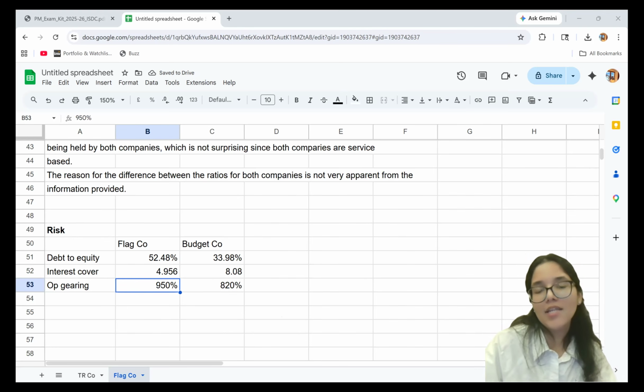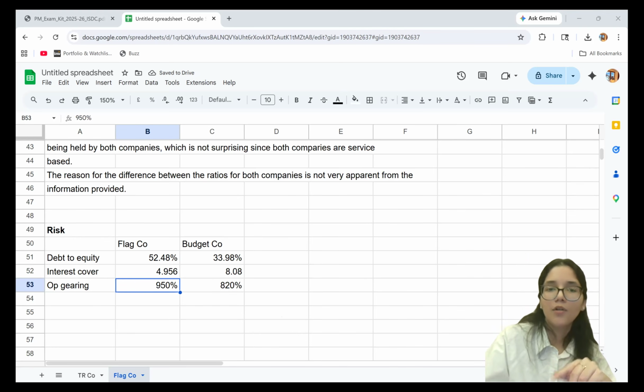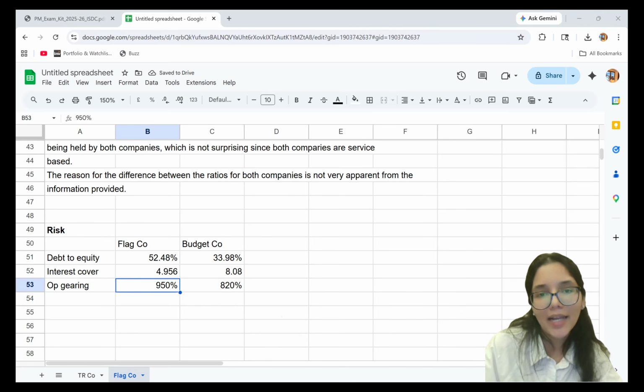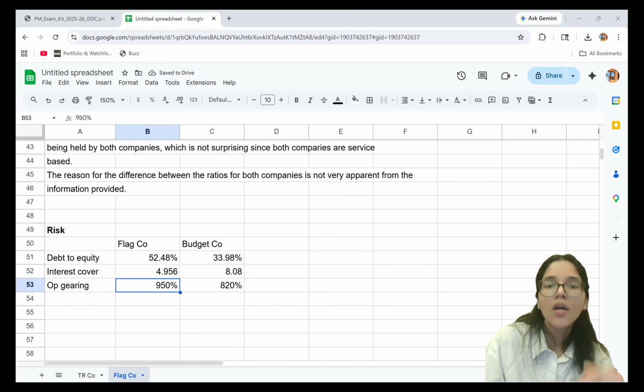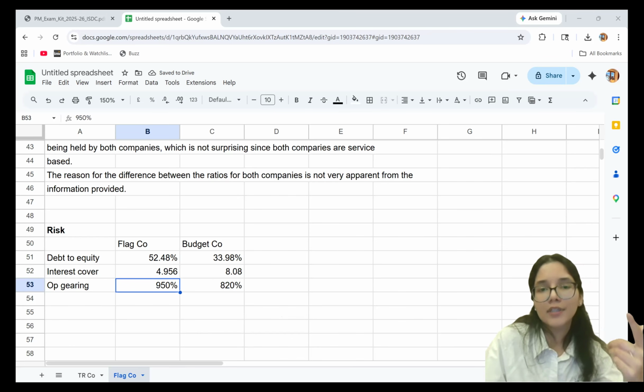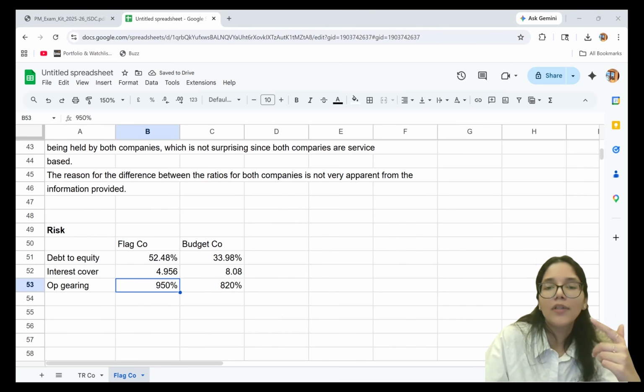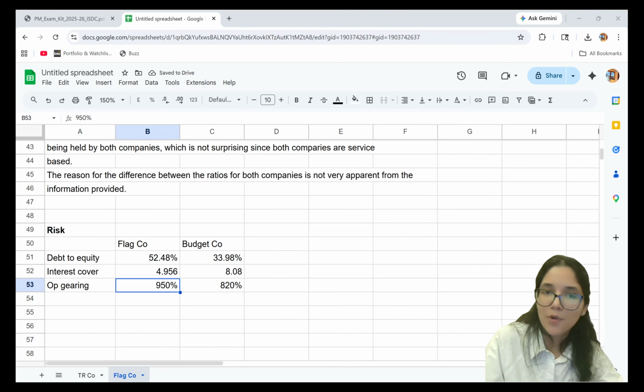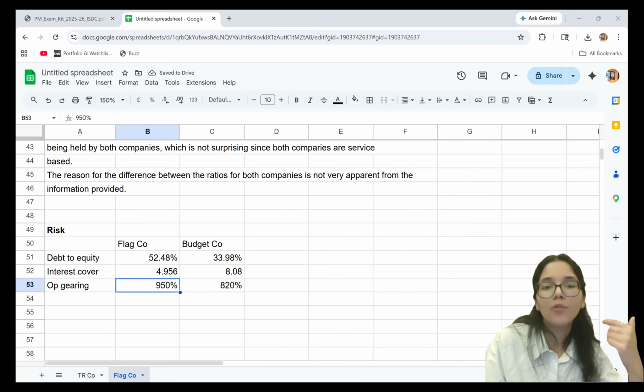So how we can draft our explanation is, we will firstly talk about the gearing ratio. We'll say that flag company has a higher gearing ratio. This creates risk for the company, also because of the interest that the company has to pay, no matter whether the company makes profits or losses. Then we can say that the operating gearing is also high, which tells you that if your sales go down, it will be difficult for the company to recover their fixed costs.